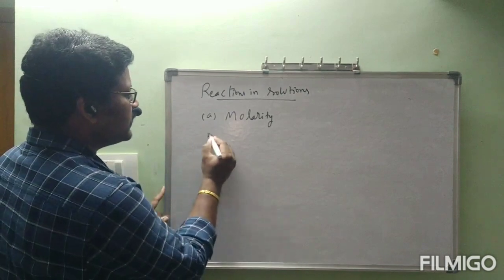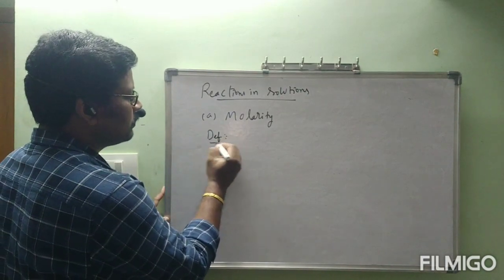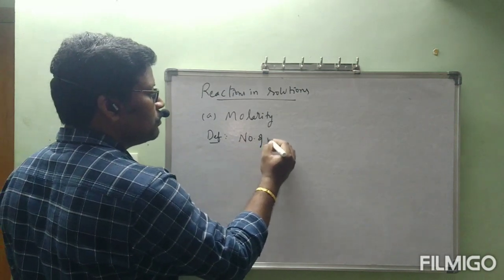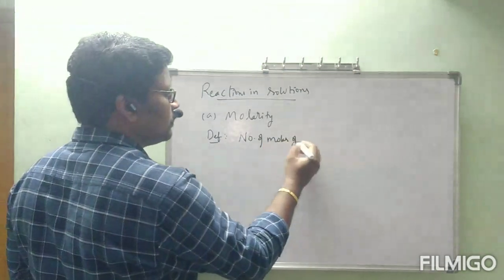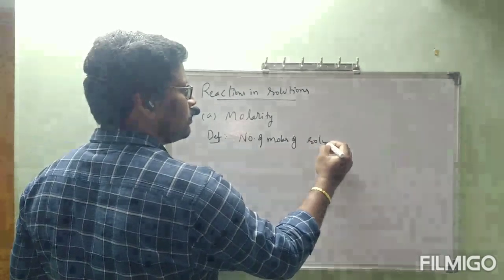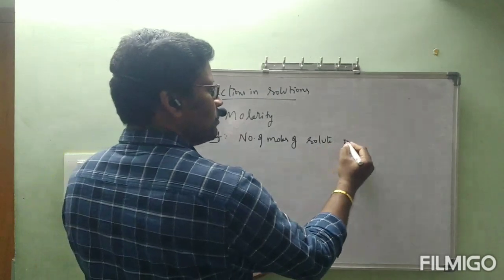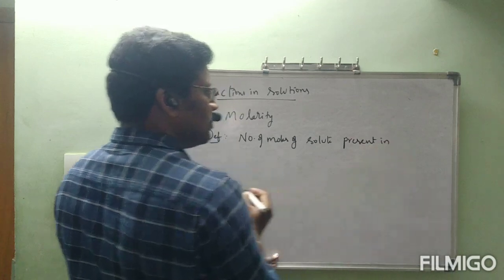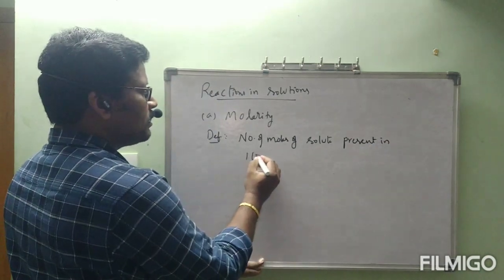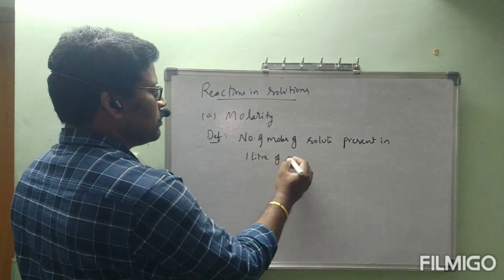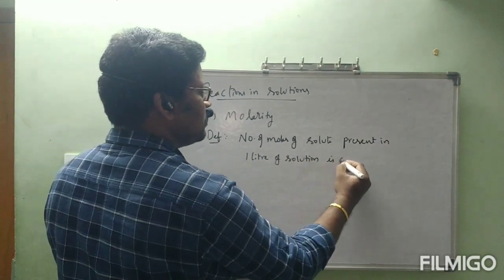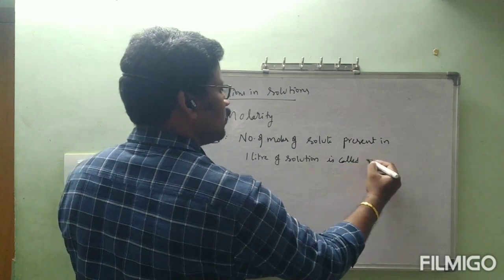First definition of molarity is number of moles of solute present in 1 liter of solution is called molarity.